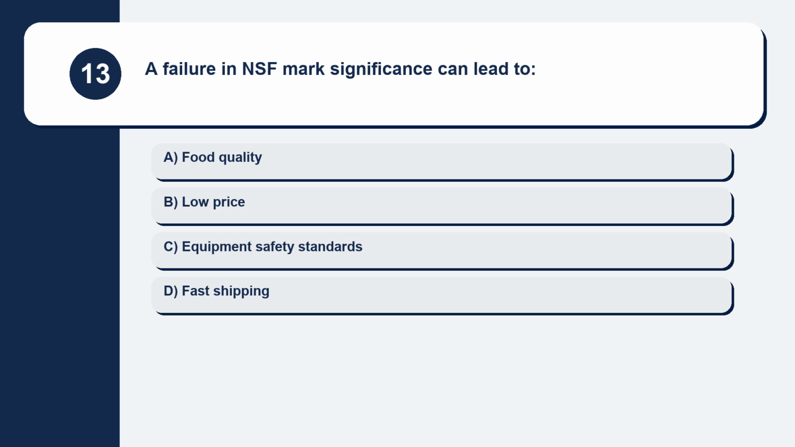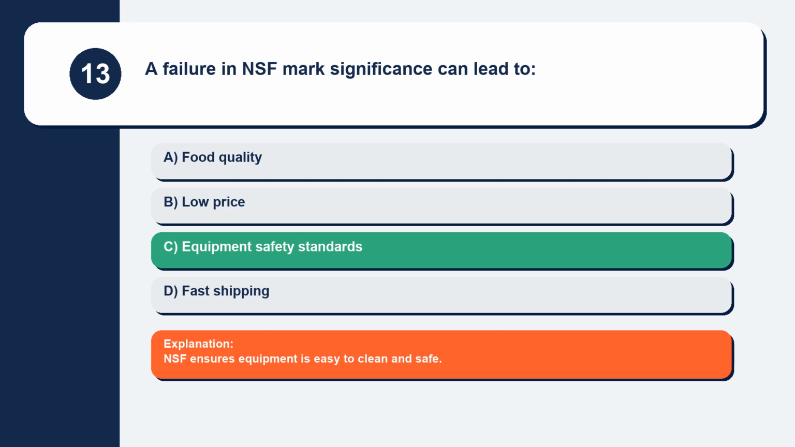Question 13. A failure in NSF mark significance can lead to food quality, low price, equipment safety standards, fast shipping. NSF ensures equipment is easy to clean and safe.